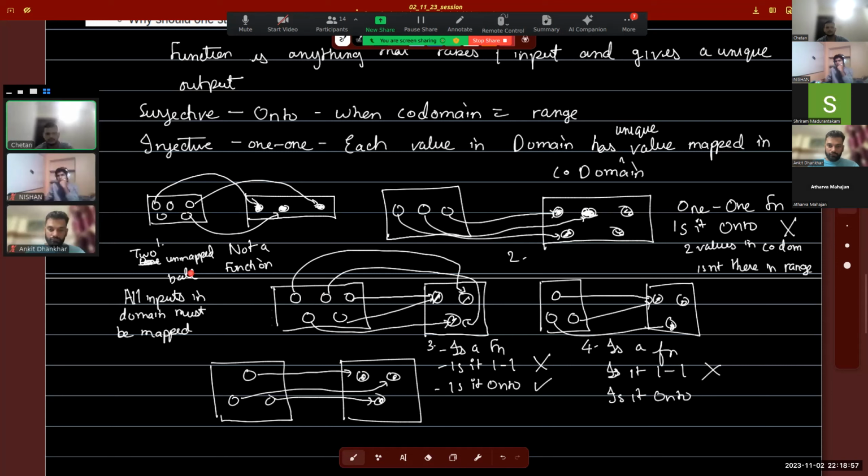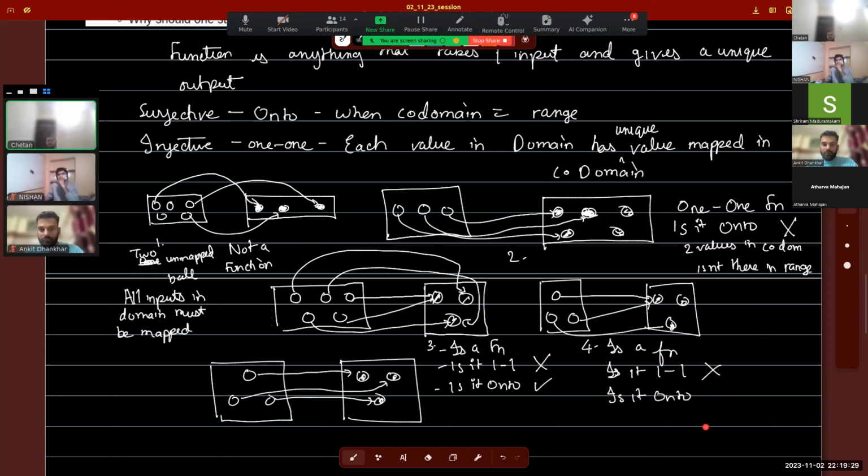Is it a one-to-one function, guys? It's not, right? Because I have two elements in my domain mapping to one single element in my codomain, right? It's not a one-to-one function.